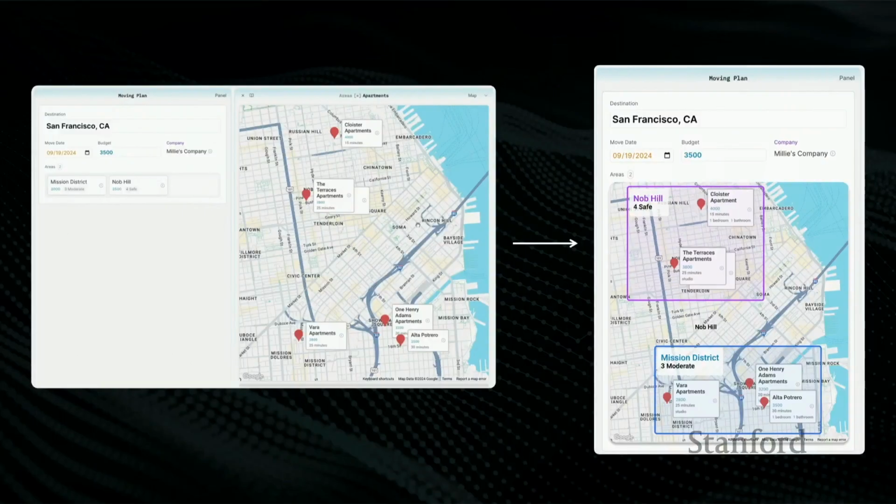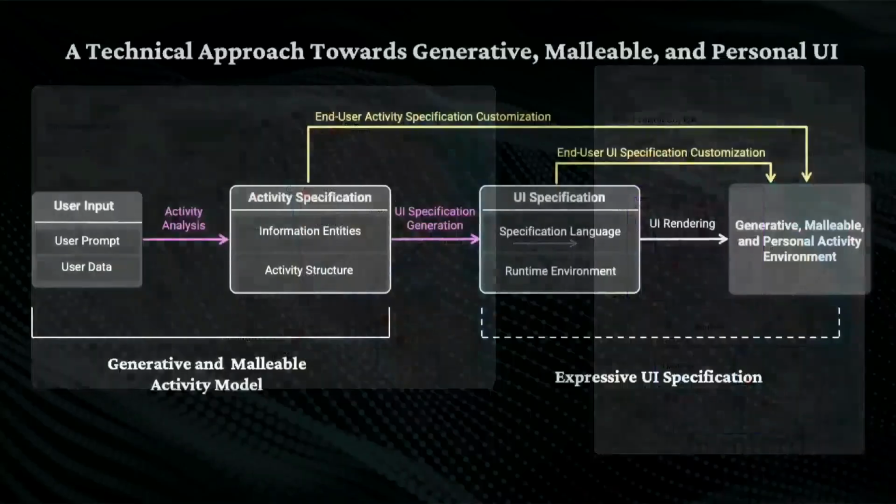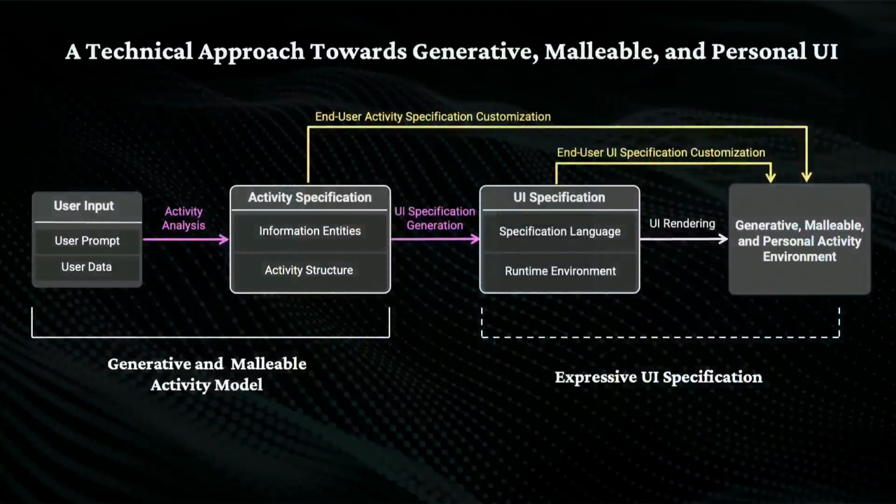What if I don't want the map to be open on the side? What if I want it to be open in place, maybe just because I'm operating on a different screen, or maybe this is my preference, right? So what we really want is a very expressive UI specification that can describe really high quality, really diverse UI.